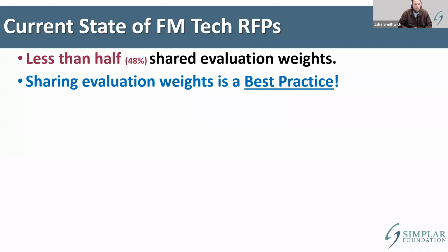The first thing is that less than 50% of them shared their evaluation criteria. In other words, they said, we're looking to buy this RFP, this technology, and less than half of them actually said, well, here's how we're going to evaluate those different criteria. So sharing your evaluation weights, the percentages that you're going to look at, like the cost or the demos or their project plan, that's a best practice. And that is something you should absolutely be doing with your technology procurement.